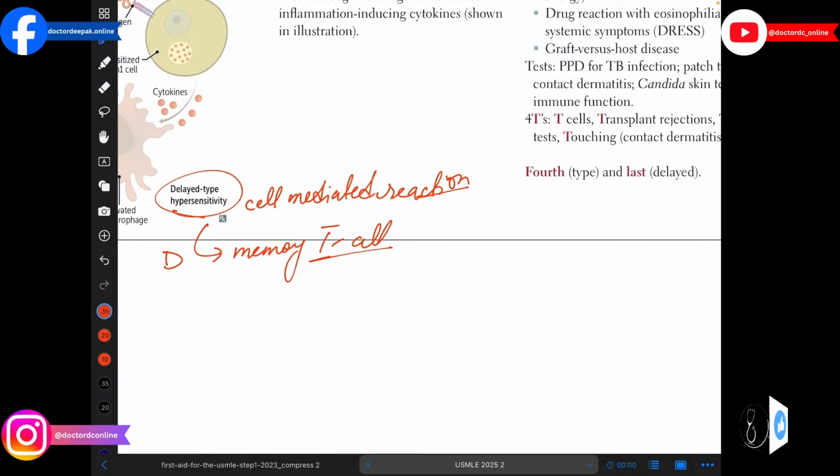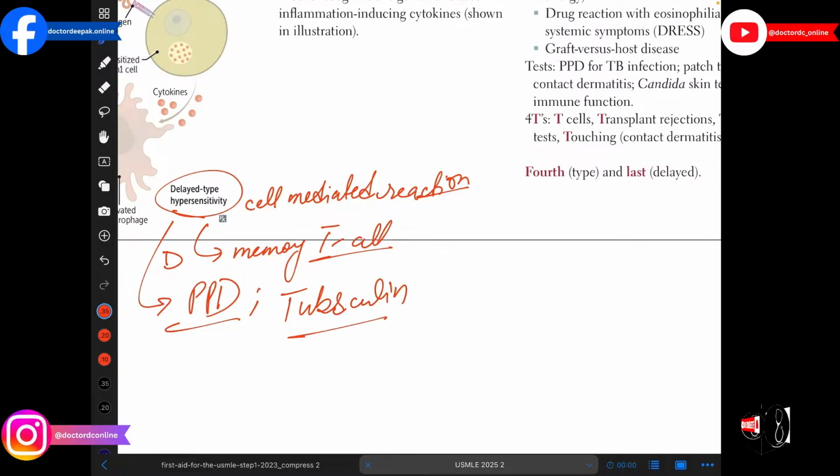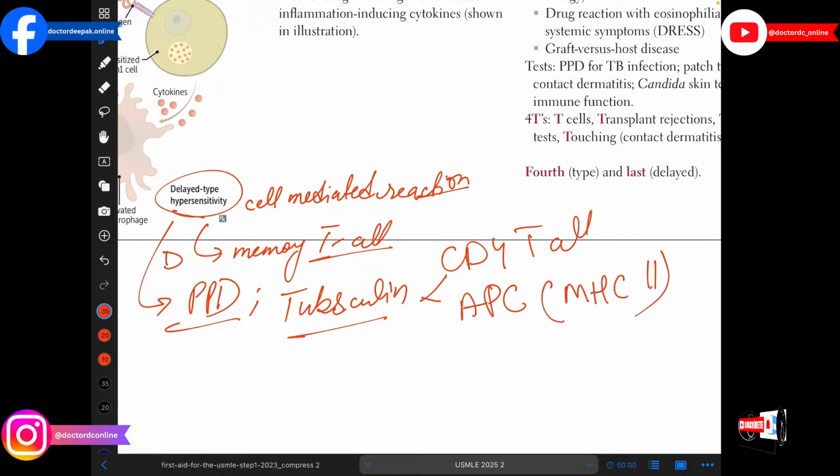A classical example is the PPD test of tuberculosis, in which tuberculin protein is injected into the skin, like the Mantoux test. The previously exposed person has memory T cells, and the CD4 T cell recognizes the protein on antigen presenting cells by MHC class 2, and there is a T helper cell 1 response.